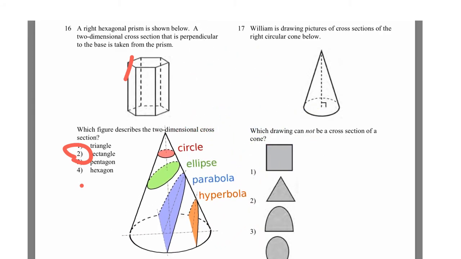So the cross-sections of a cone are going to look something like this, where you have circles, you have ellipses if you cut it on a slant, or you could have a parabola if you cut it on a slant, or what's known as a hyperbola if you have two cones stacked one on top of each other. You could also have a triangle if you slice right down the center from the vertex. So the one that you definitely cannot have is this one. That's the correct answer.